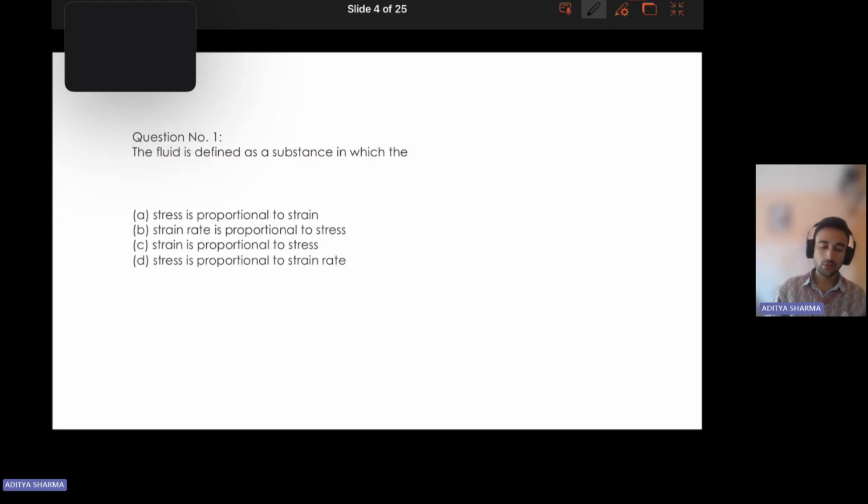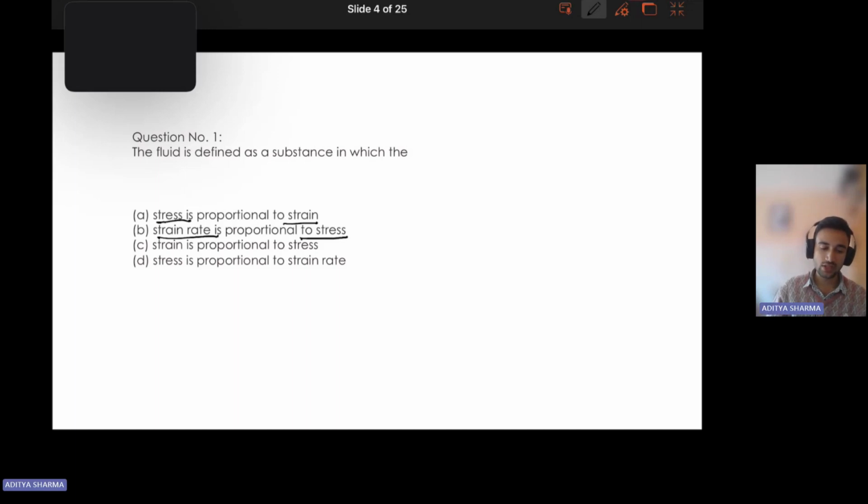The fluid is defined as a substance in which the stress is proportional to strain. Stress proportional to strain basically is for solids. Then, strain rate is proportional to stress. That doesn't make sense to us.